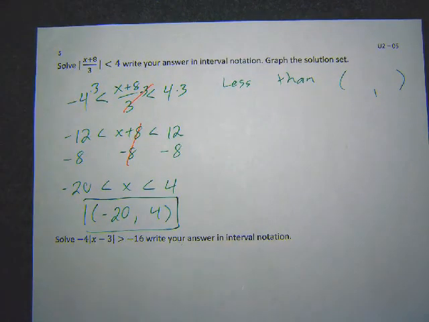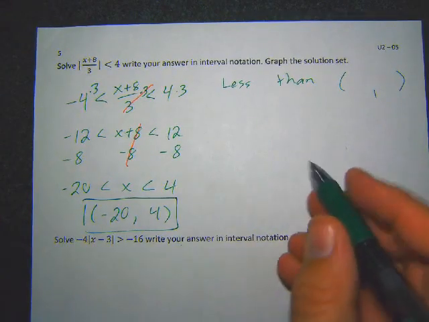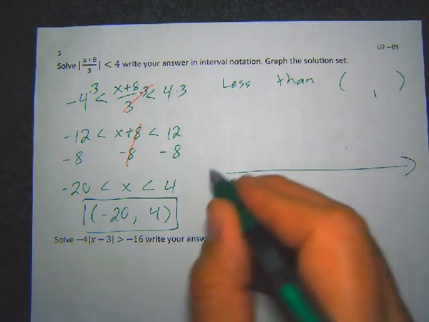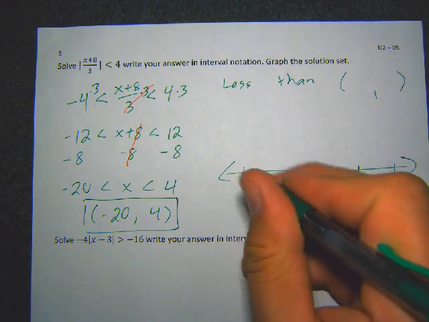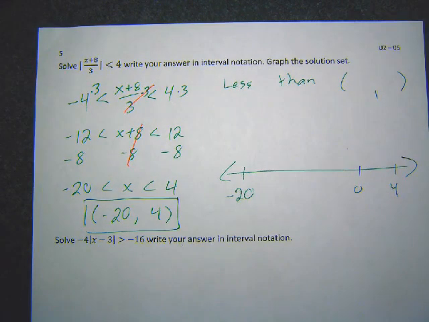Now, one thing I noticed on this one, I probably missed on the previous ones, it does ask for a graph. So let's go ahead and just graph this real quick so you can see what this looks like on a number line. On a number line, you'd have, maybe 0 would be here, 4 would be here, negative 20 would probably be way down here. And so you have something that looks like this.